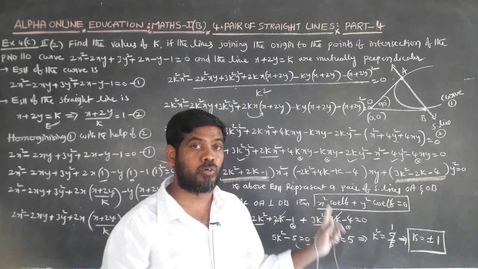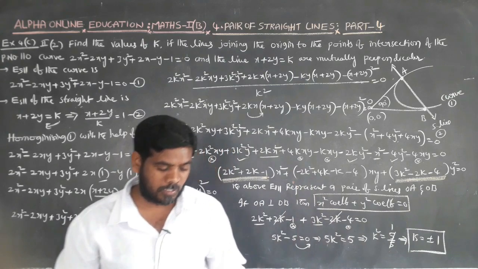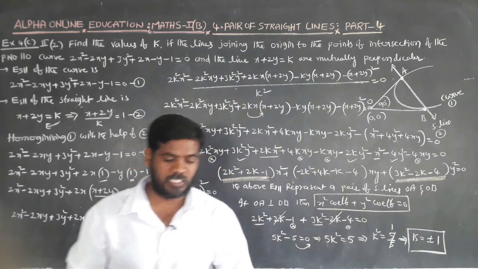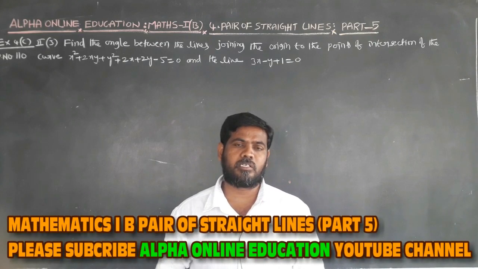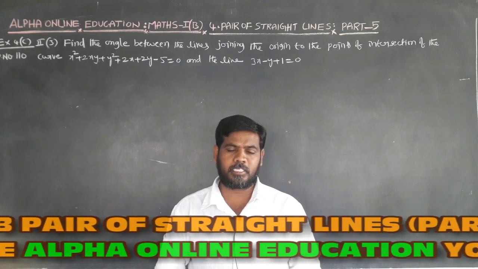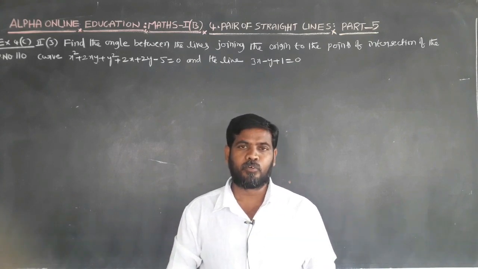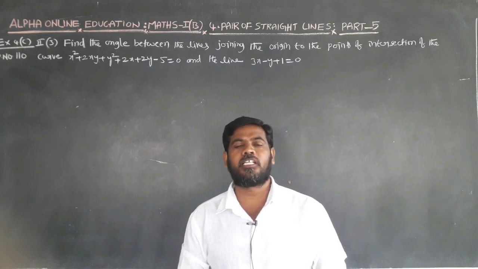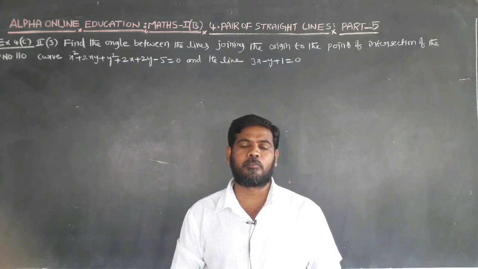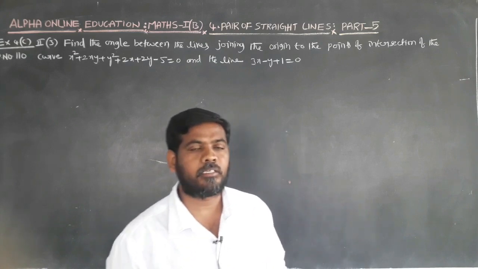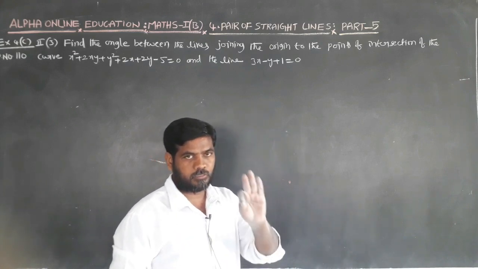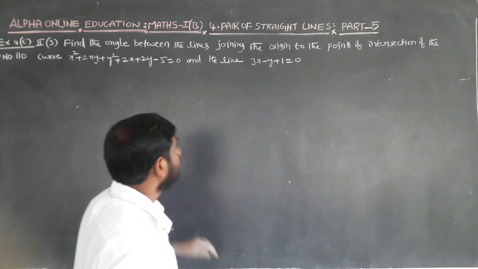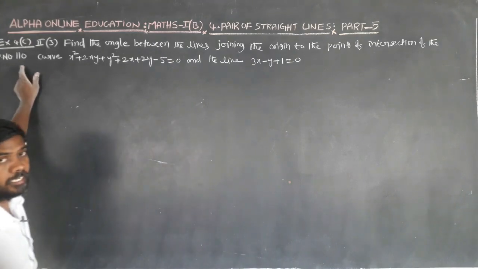This is a very important problem. Number of times practice. One most important question, long answer question. Mathematics 1B, 4th chapter, pair of straight lines, homogenization problems, exercise 4C, second bit, third problem, page number 1110.